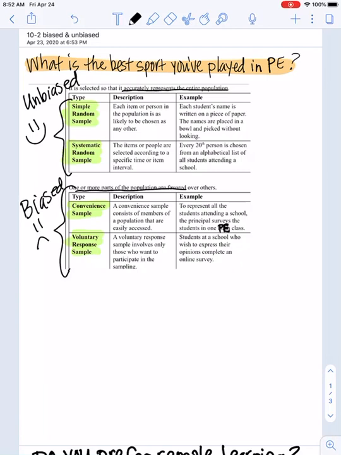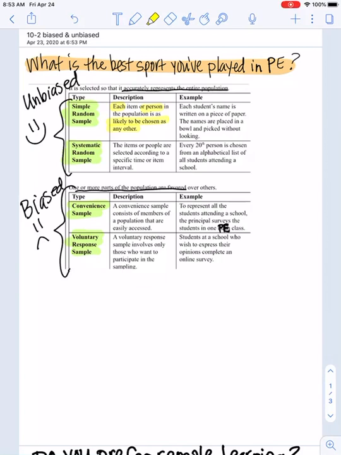So a simple random sample, so that's this one, the first row, would mean that each person, let me get my highlighter, sorry about that. Each person in the population is as likely to be chosen as any other. So we would say each person is as likely to be chosen as any other. That would be a simple random sample. So everybody has a chance to be chosen and they have an equal amount of chances.